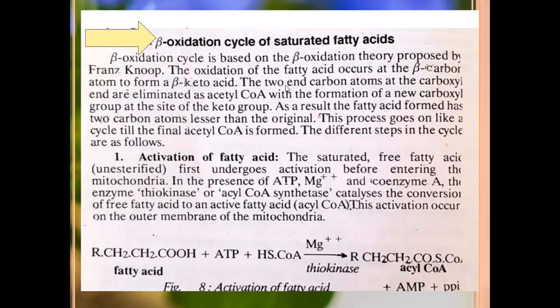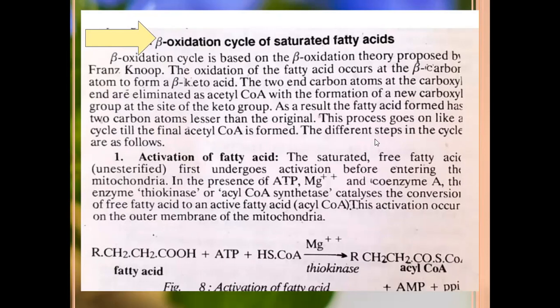The two end carbon atoms at the carboxyl end are eliminated as acetyl coenzyme A, with the formation of a new carboxyl group at the site of the keto group. As a result, the fatty acid formed has two carbon atoms fewer than the original. This process goes on like a cycle till the final acetyl coenzyme A is formed.